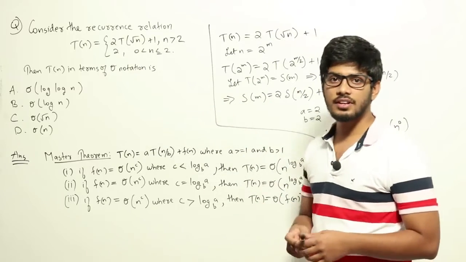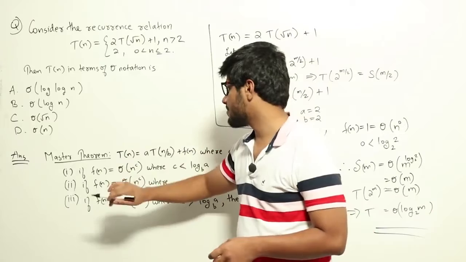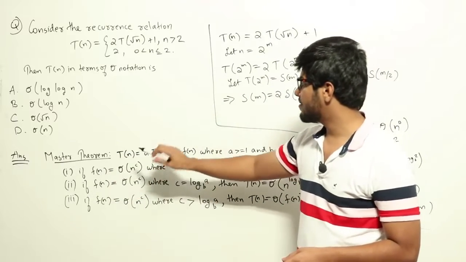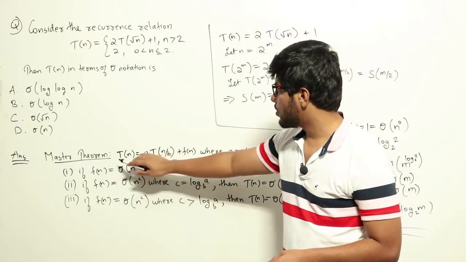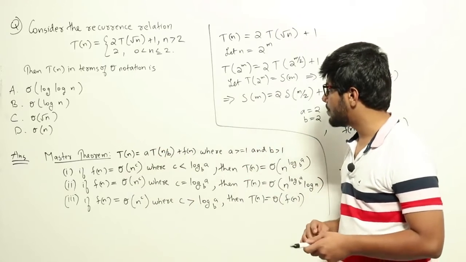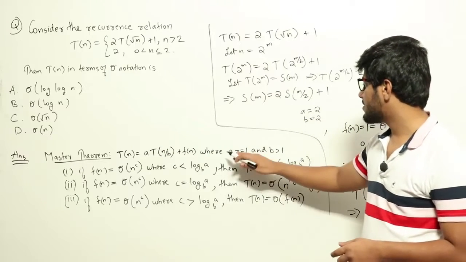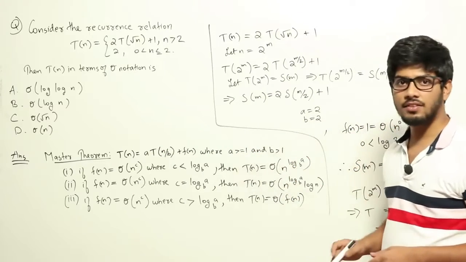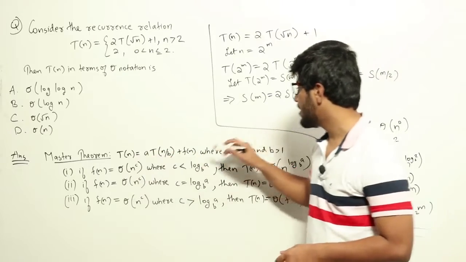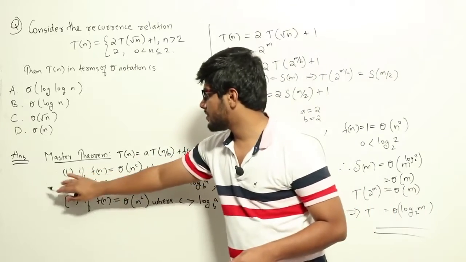So one way of solving recurrence relation is using Master's theorem. What Master's theorem states is that if we have a recurrence relation of this form, T of n equals a into T of n by b plus f of n, where a is greater than or equal to 1 and b is greater than 1. If we have a recurrence relation of this form, then we can obtain 3 cases out of this.